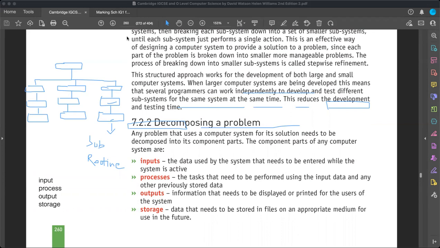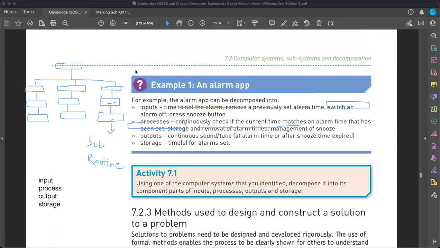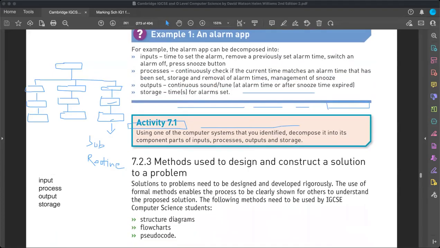If you get a question like, state the features of decomposition of a problem, or state the stages of decomposing a problem, you need to write these 4 stages, okay? Now we have done how many quiz topics?